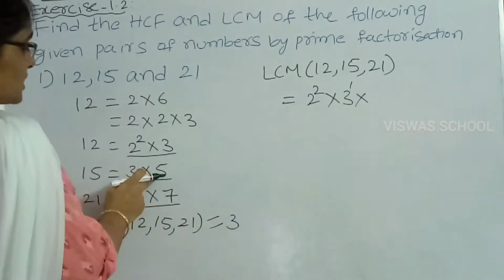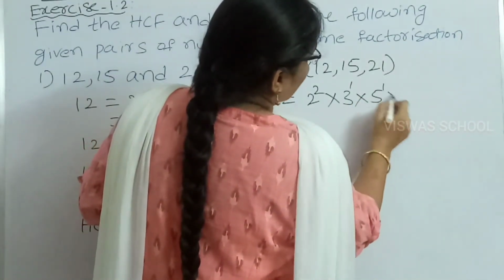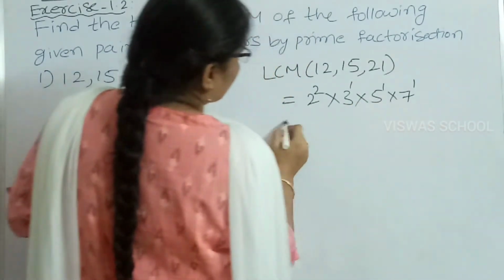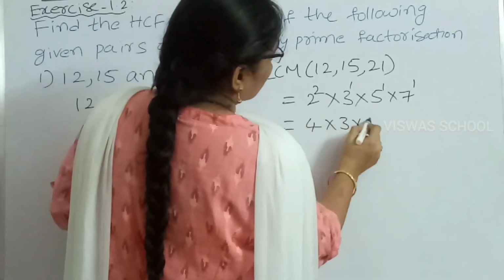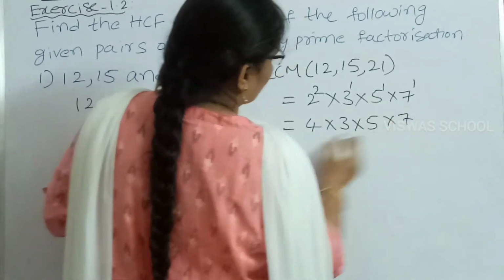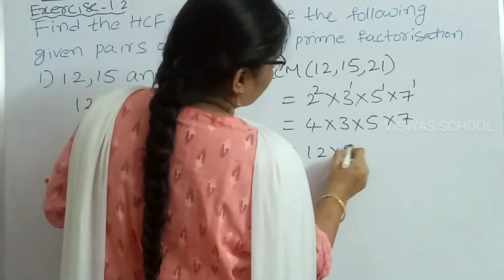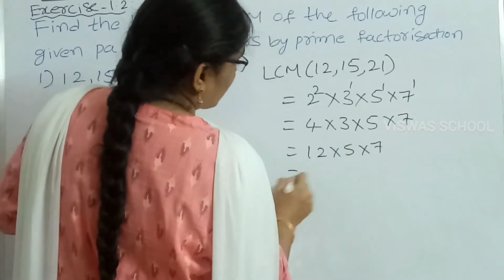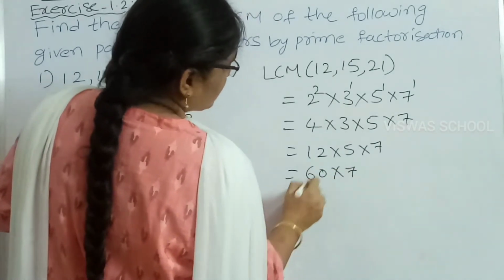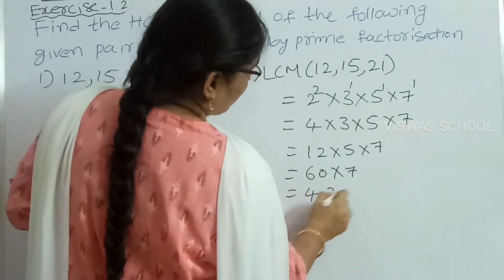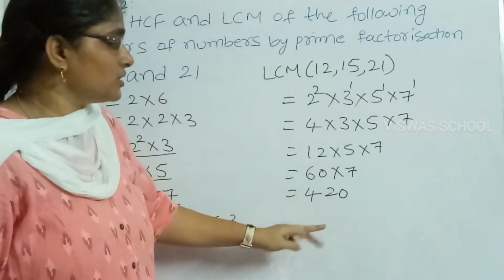And here the remaining is what? 5 and 7. That is 5 power 1 and 7 power 1. And now it is equals to what? 2 square means 4 into 3 into 5 into 7. That is 4 3s are 12 into 5 into 7. That is 12 5s are 60 into 7. 60 into 7 is equals to what? 420. This is the LCM of 12, 15 and 21.